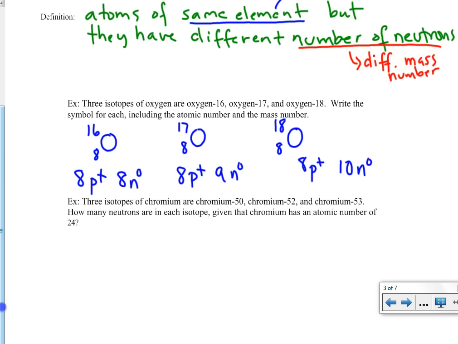Three isotopes of chromium are chromium-50, chromium-52, and chromium-53. How many neutrons are in each isotope, given that chromium has an atomic number of 24? So if we were to write this out in symbol notation, chromium-50.